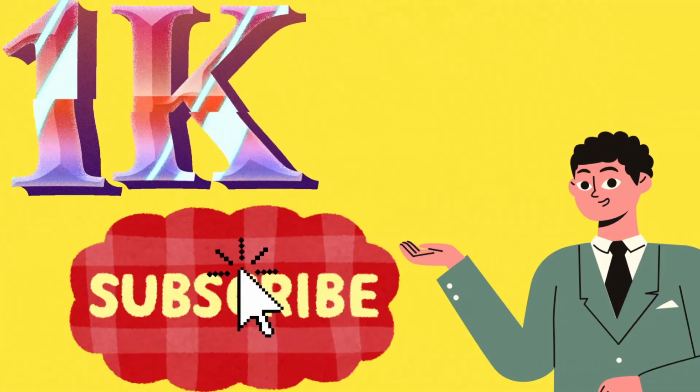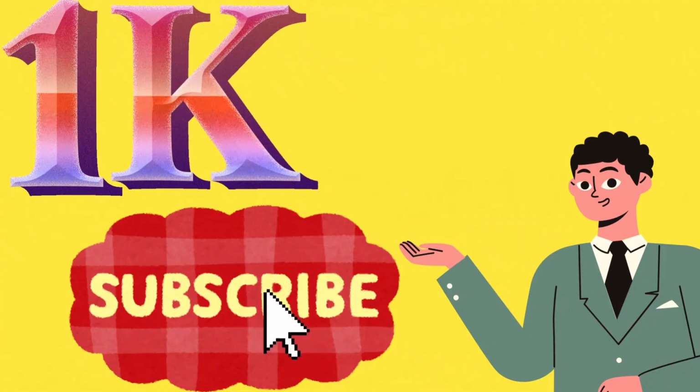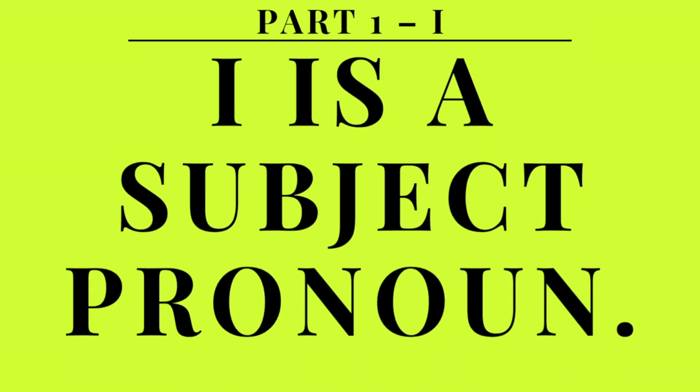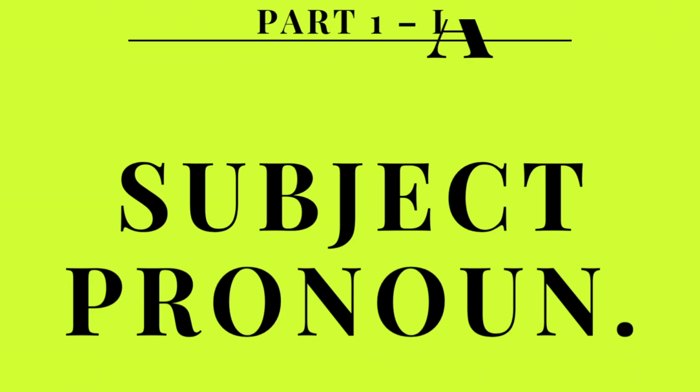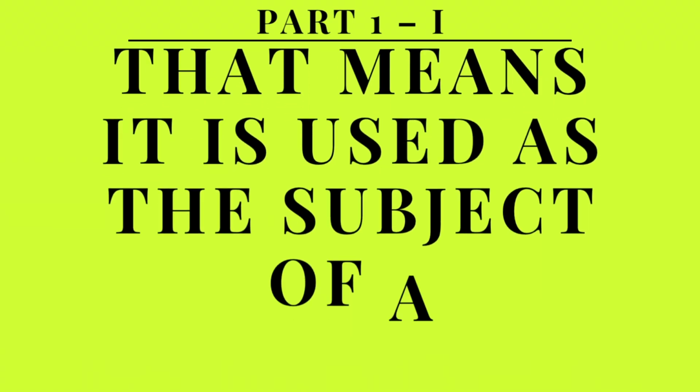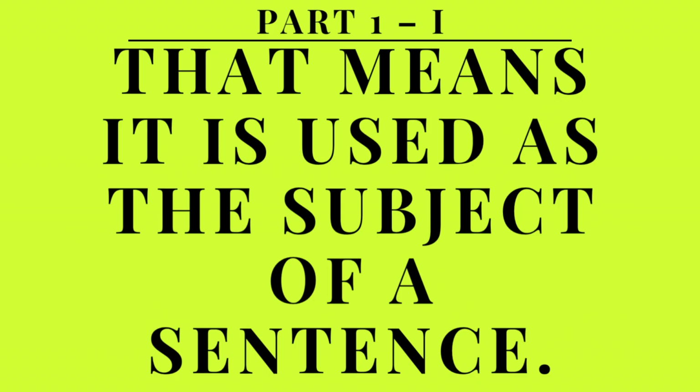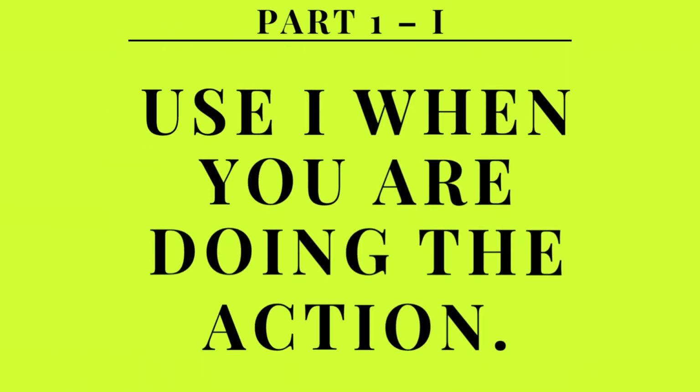Let's start. Part 1. I is a subject pronoun. That means it is used as a subject of a sentence. Use I when you are doing the action.